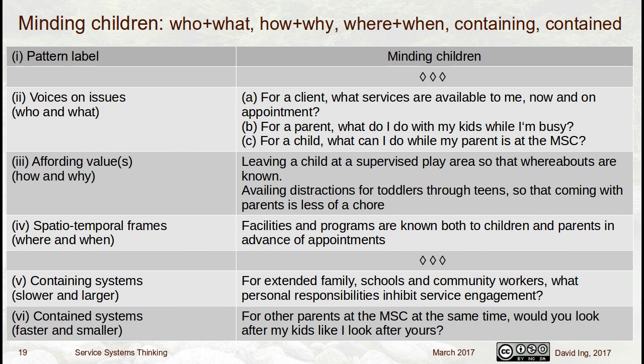Spatiotemporal frames: when and where. So the when and where gets down to recognizing. If you provide a feature in a pattern, are people actually going to know that it's there? There's a containing system, slower or larger. You people have read about panarchy, right? You read Holling. Have you read the paper yet? Okay. I'll come back to this, but there is a slower system above, and there's a faster system below, right? So the containing system is slower and larger, the contained system is smaller and faster. Okay, so pattern label. We're talking about this multi-service center.